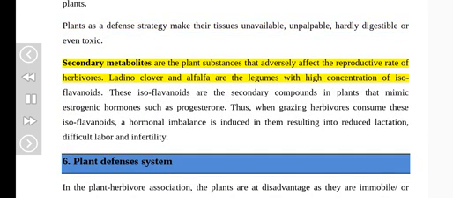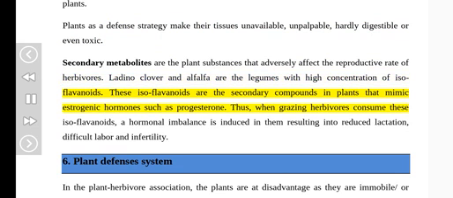Secondary metabolites are the plant substances that adversely affect the reproductive rate of herbivores. Ladino clover and alfalfa are the legumes with high concentration of isoflavonoids. These isoflavonoids are the secondary compounds in plants that mimic estrogenic hormones such as progesterone. Thus, when grazing herbivores consume these isoflavonoids, a hormonal imbalance is induced in them, resulting in reduced lactation, difficult labor and infertility.